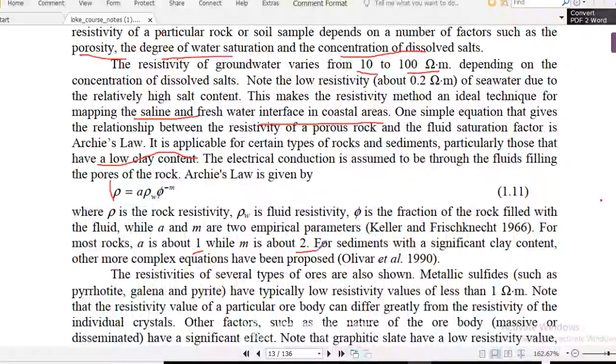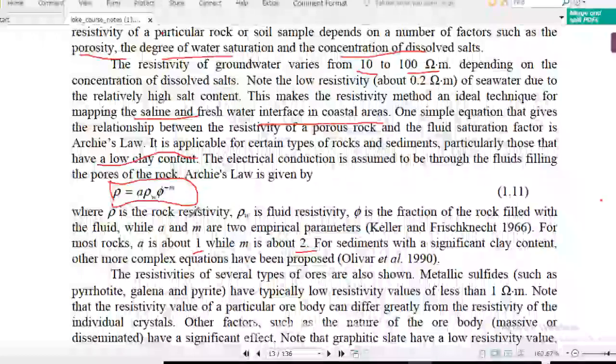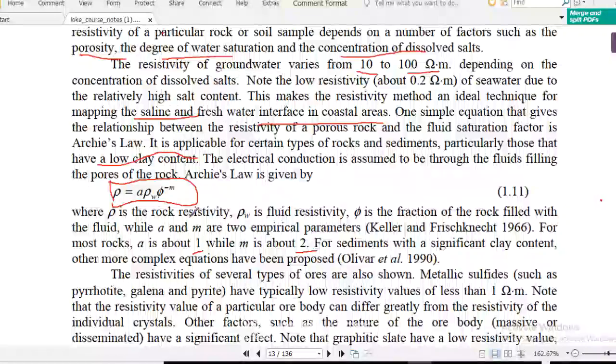So the resistivity of the rock is given by the resistivity of water times the fraction of the rock filled with the fluid, raised to the power 2. If it's 100%, phi will be 1. If it's 50%, 0.5. So it depends on that.